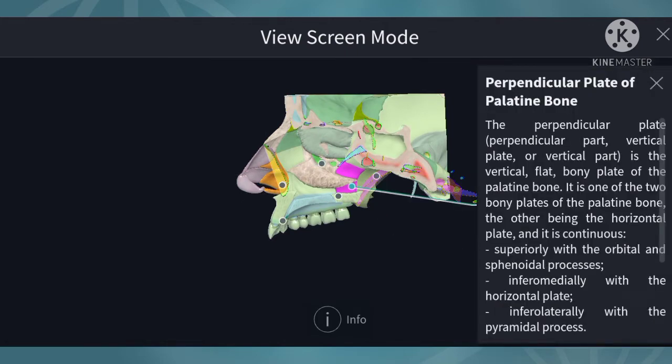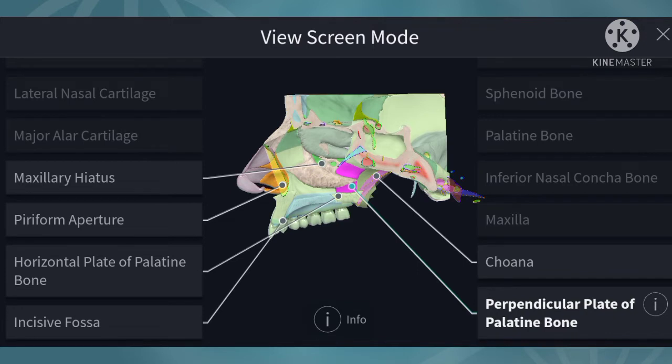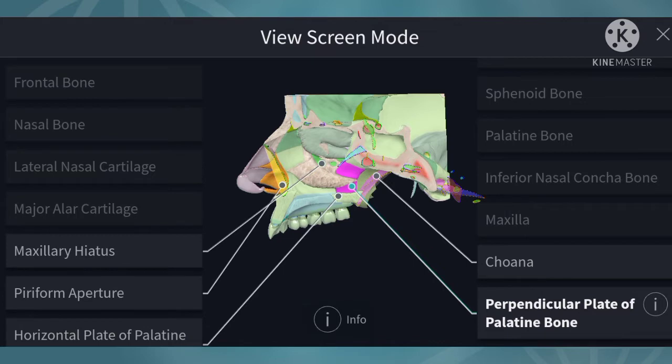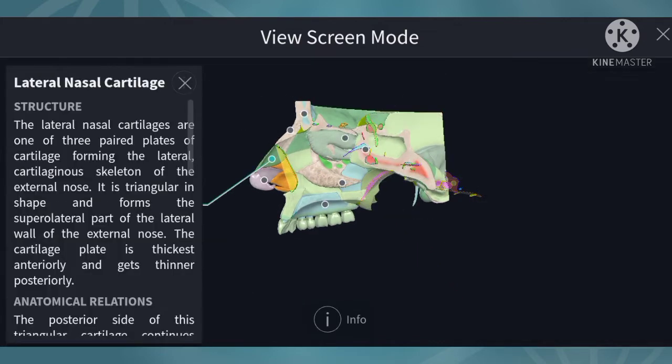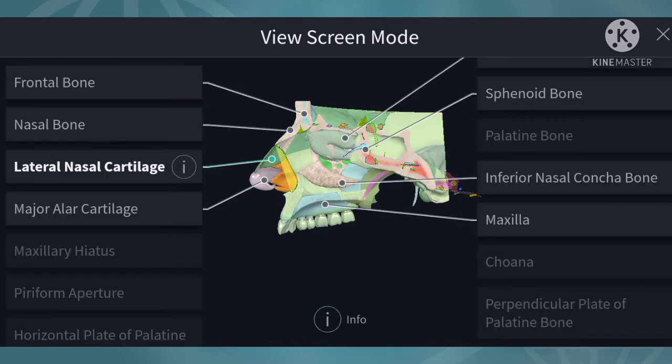Now we will talk about the cartilaginous part of the lateral wall of the nose. It is formed by the lateral nasal cartilage, which is further divided into two parts: the superior lateral nasal cartilage and the inferior lateral nasal cartilage. The second cartilage is the major alar cartilage, and the cutaneous lower part is formed by fibrofatty tissue covered with skin.